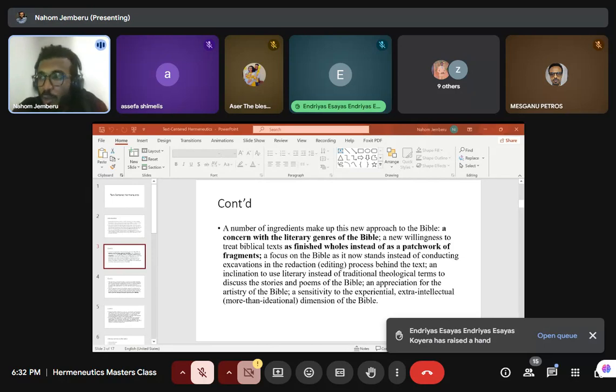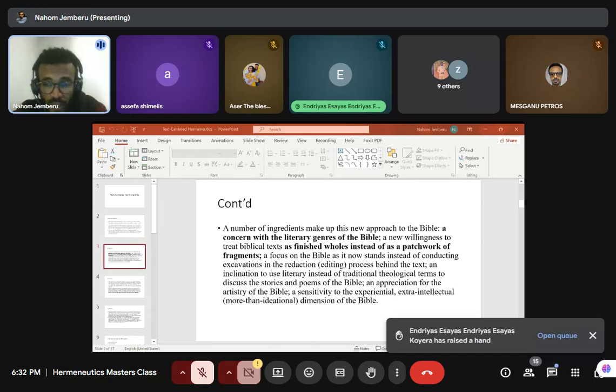They don't see the finished product as a patchwork of fragments. Rather, they assume that there is coherence, there is textual unity. So in a way, it focuses on what we've called the redaction process, the editing process. They presuppose that the text as we have it now is important, and identifying the source behind it is not the primary task of the exegete.